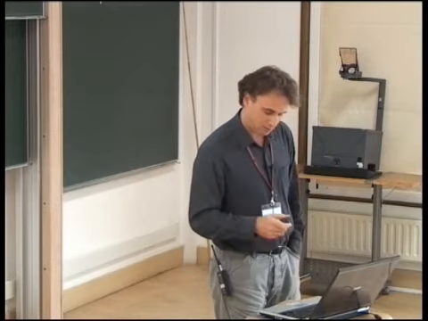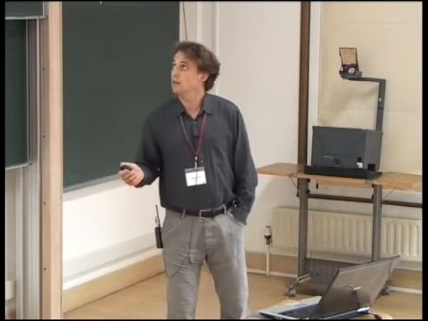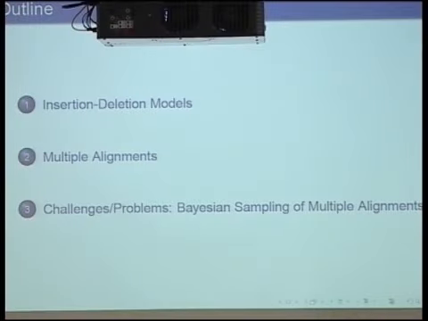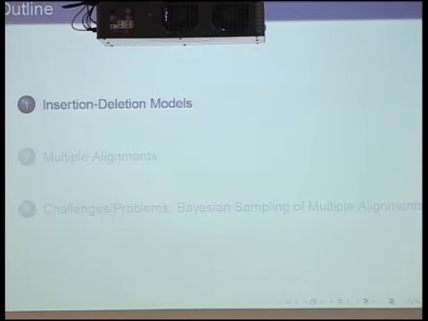And here's the outline of my talk. At first, I will discuss some insertion-deletion methods, which might be a base for such a method. Then I will discuss their behavior in the context of multiple alignments. And what I will then say about Bayesian sampling of multiple alignments is best described with two words I borrowed from the title of this conference, challenges and problems, because I think there's still no efficient software, and we still have to try if it is possible to do that. But we start with these models.